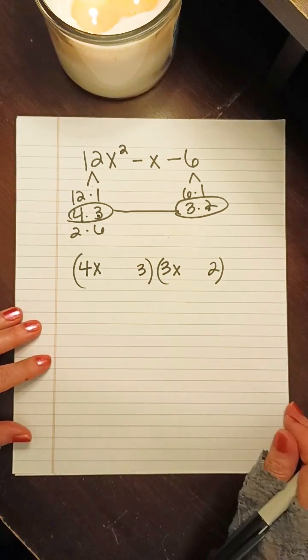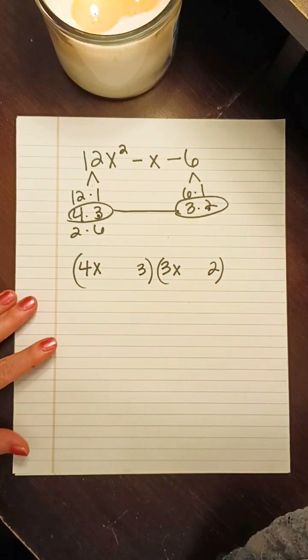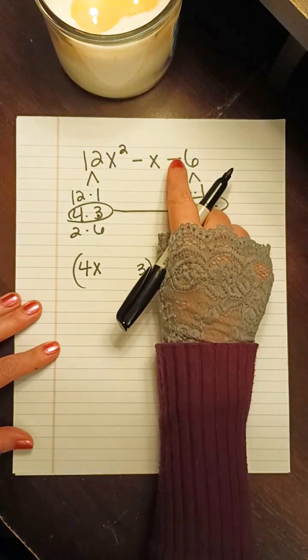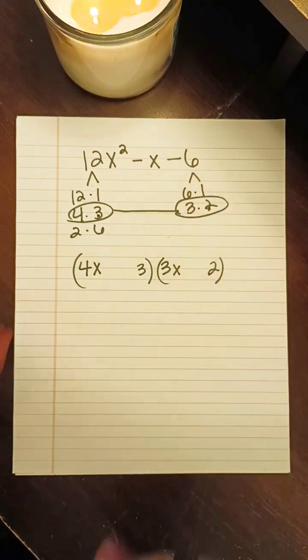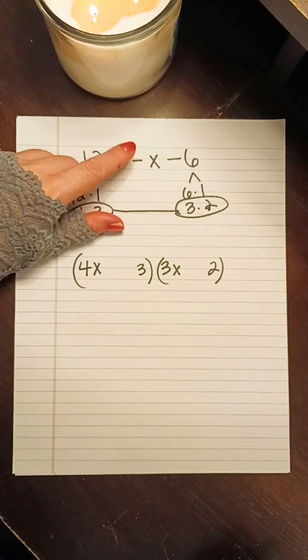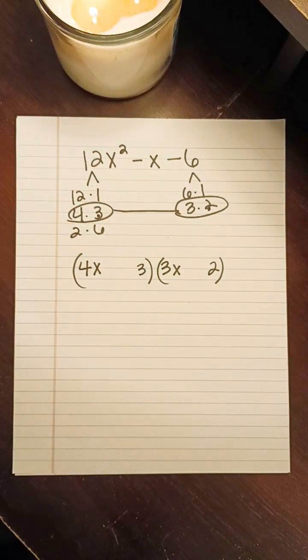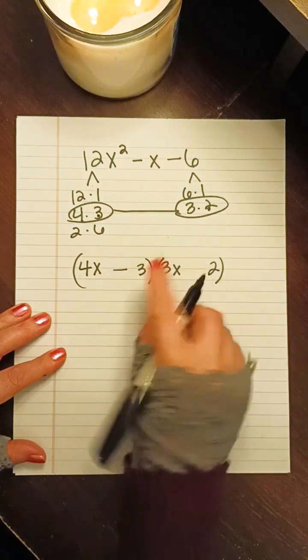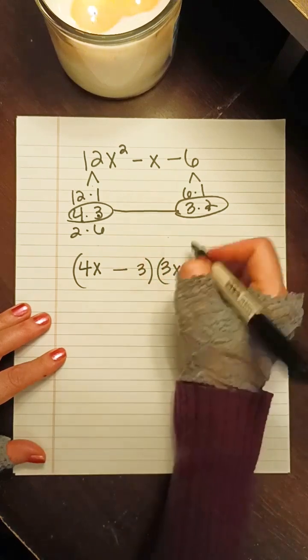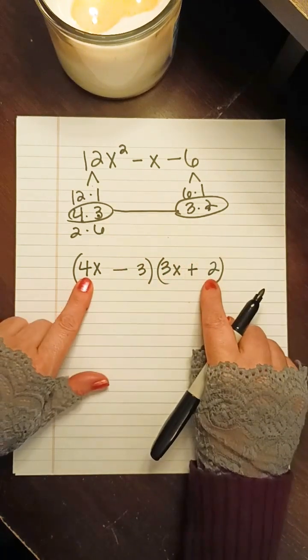Okay? Still not done though. Now we need to place our signs. I need to multiply to get a negative number. So I need the signs to be different. One needs to be plus, one needs to be minus. But I need to add to get a negative 1. So I want my bigger product to be the negative. So I want the 9 to be negative and the 8 to be positive.